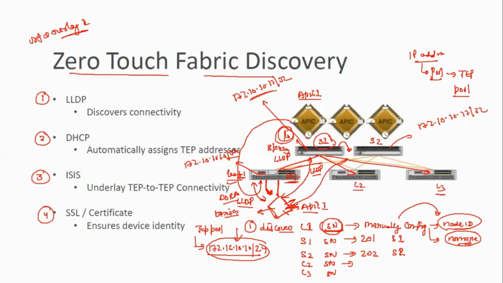Any traffic? That's okay, but what is the leaf comprised of? Is it hardware, any particular model? I'm coming to that. Just let me finish this fabric discovery.